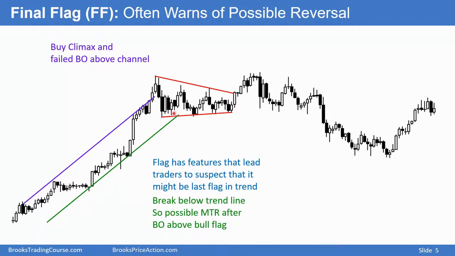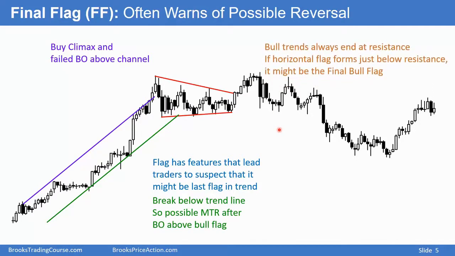Bull trend line. We broke below the bottom of the bull trend line by going sideways. That warns traders that maybe if the trend resumes up and tests the prior high, the bull trend will fail and reverse down. All bull trends always end at resistance. If you have a horizontal flag forming just below some resistance level, that flag might lead to the final leg of the bull trend, a test of the resistance, and then a reversal down. And because of that, it's always important to be looking for support and resistance.